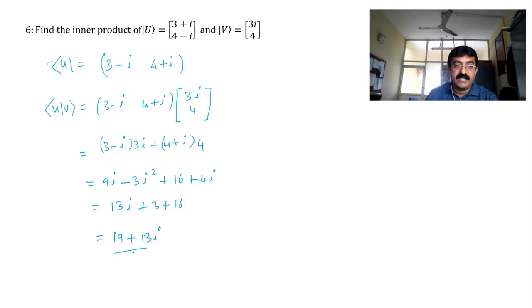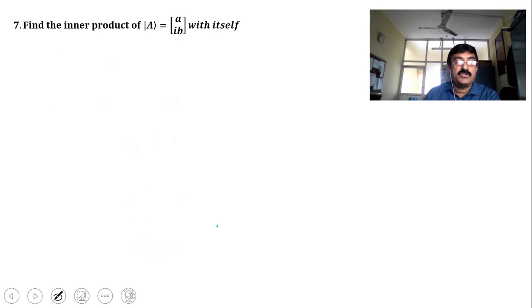Look at this answer, dear students. Inner product of two vectors generated a complex number. This is what I told you just a few minutes back. Okay, this is another problem. Let us move on to the next question.